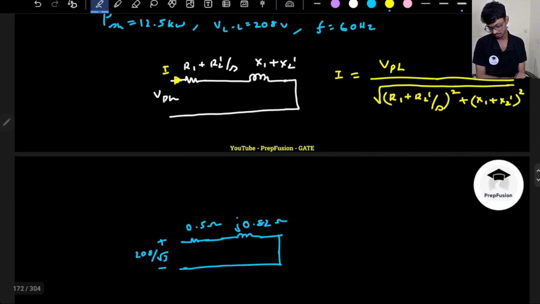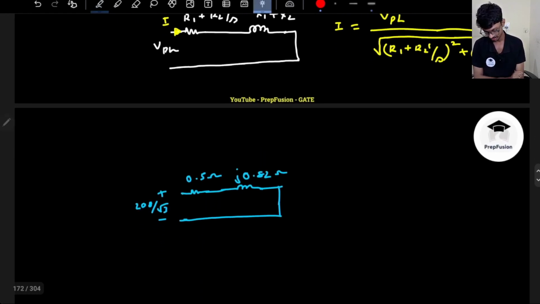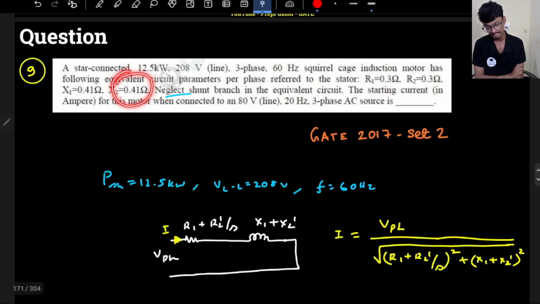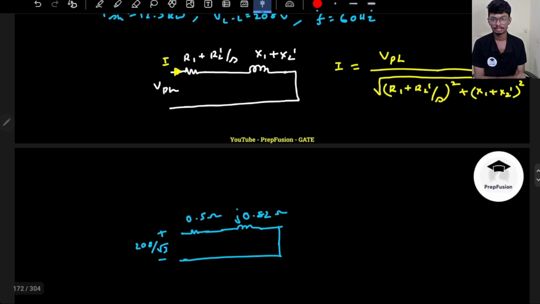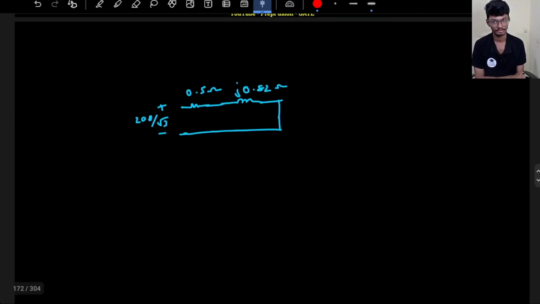Okay, same thing we are doing. Because it is starting current, slip will be 1, so that's why this is coming out to 0.5, this is coming out to 0.82. Now we can very easily find out the values, right? We don't need the frequency because they have given us the reactance directly. If they would have given us the leakage inductance, then we have to use the frequency as well. Okay, so I guess that is fine.